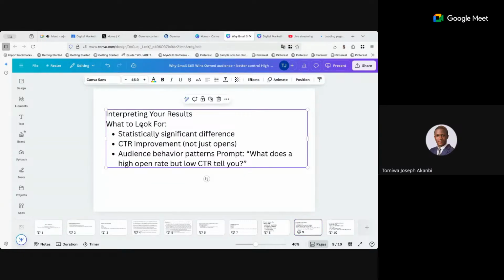So what should you look out for when you do A/B testing? Look for a significant difference. Look for whether the click-through rate is improved, not just people opening the emails. Look and check the audience behavior patterns, right?